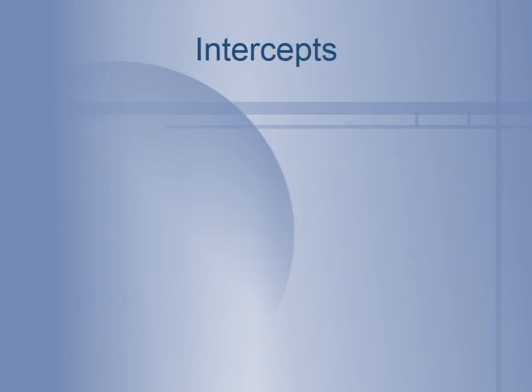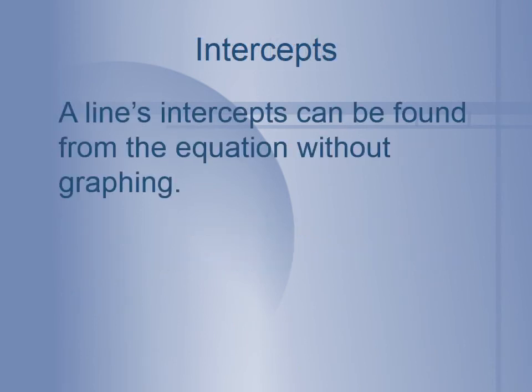All right, so it's really easy to find intercepts, okay? A line's intercepts can be found from the equation without graphing, okay? And the long way would be to graph the function, look at the graph, and find where it's crossing the x-axis and the y-axis. And that could take a really long time. There is an easier way to do it, okay?